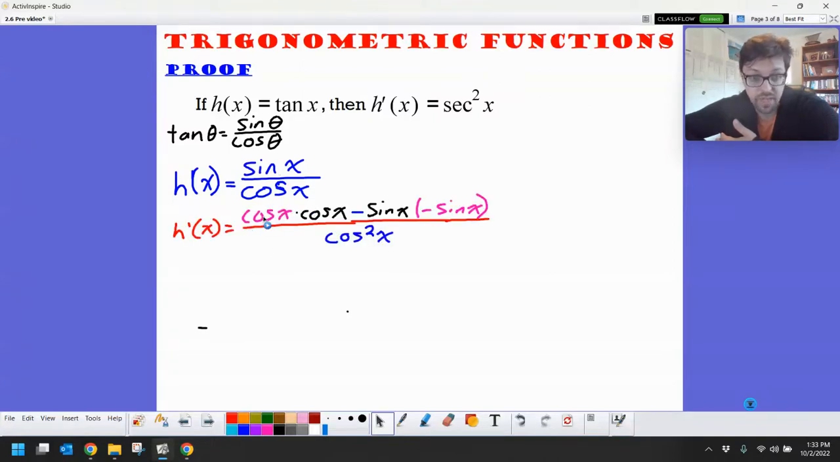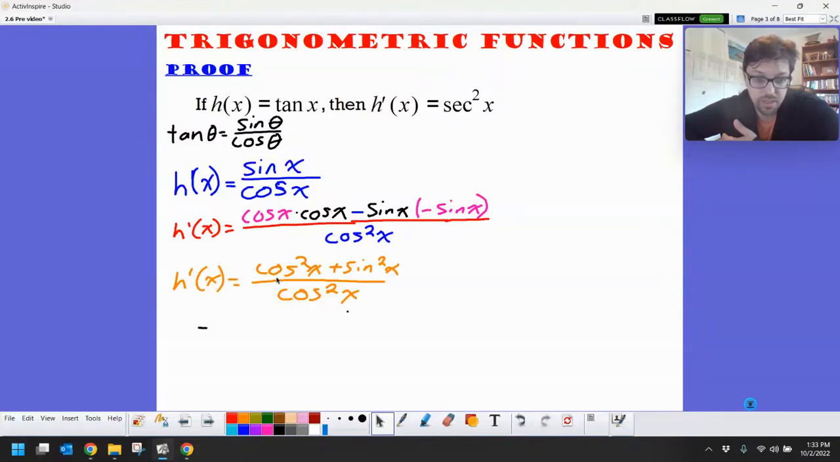We do the derivative of sine, that's cosine. So that's the derivative of the top times the bottom, minus the derivative of the bottom, which is, oh wait, no, this is the top. And then here's the derivative of our bottom, negative sine. I was worried I had a sign error there. I get it. And then on the bottom, we've got the bottom squared.